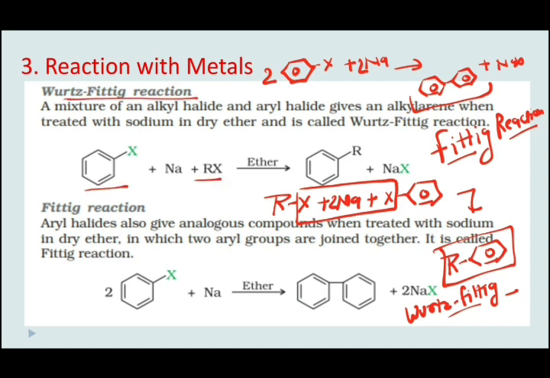You can see dimerization between phenyl ring and alkyl group, and if we take phenyl ring or haloarene, then this is called Fittig reaction. And Wood's reaction we have completed in the haloalkanes. So that's all in this chapter.